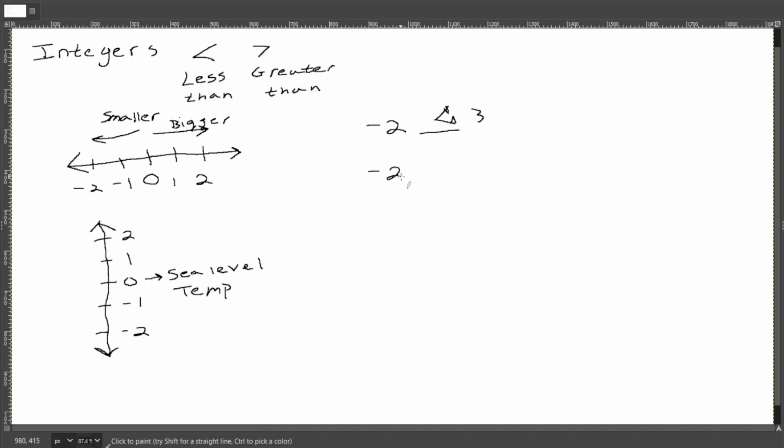Maybe we could see -2 blank 1. A big misconception that people want to do right away is to say, oh, well, 2 is the bigger number, it's going to eat it. But you need to really slow down and think about this. As I go to the left, numbers are smaller, so -2 is over here, and 1 is over here. So actually 1 is bigger than -2.